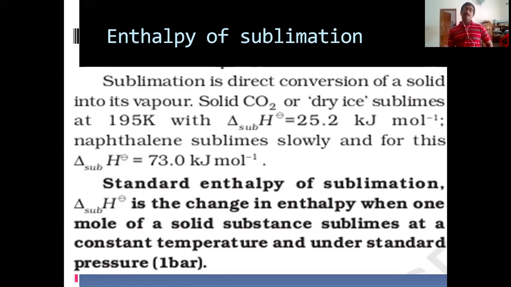Here two examples are given. Dry ice, carbon dioxide, sublimes at 195 Kelvin, with enthalpy of sublimation equal to 25.2 kilojoule per mole. Or naphthalene, its enthalpy of sublimation is equal to 73 kilojoule per mole. So standard enthalpy of sublimation, delta H0 sublimation, is the change in enthalpy when 1 mole of a solid substance sublimes at a constant temperature and standard pressure. That is enthalpy of sublimation.